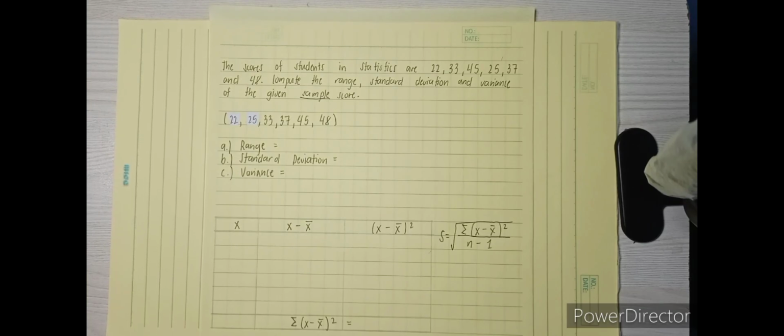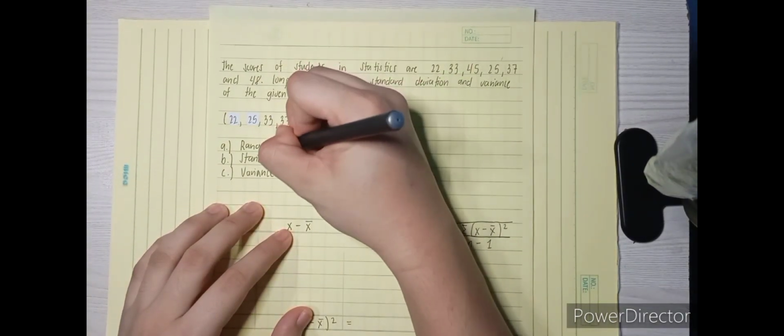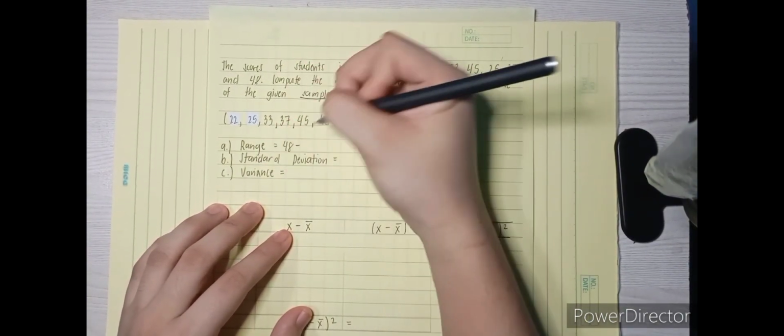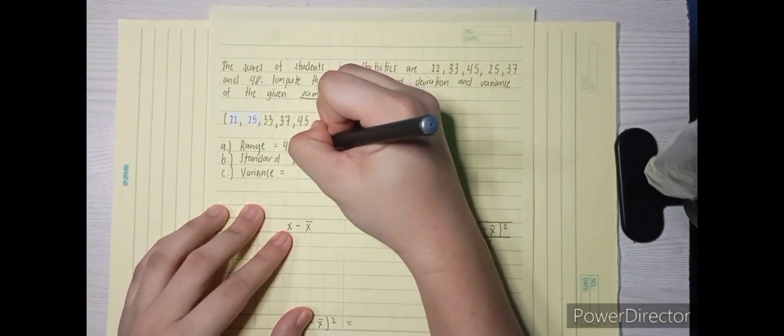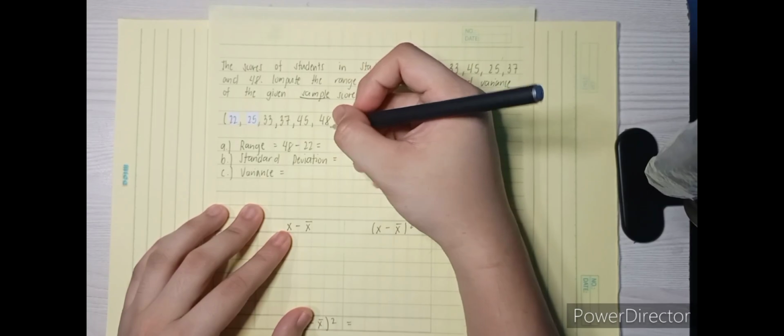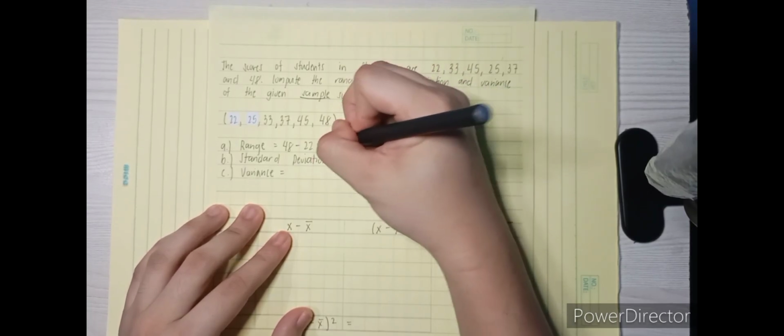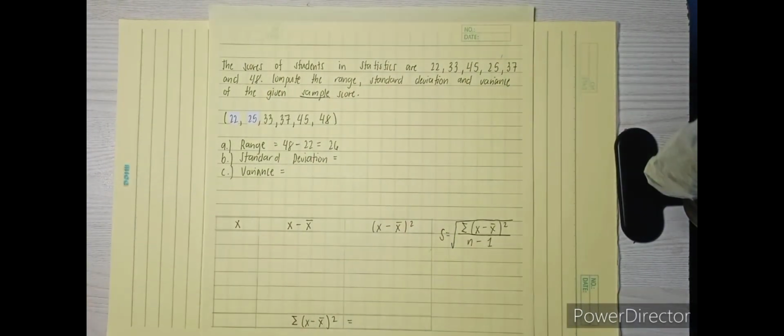Ano nga ba ang formula ng range? Range is high data value minus low data value, or the highest minus lowest. So ang highest natin is 48, 48 minus ang ating lowest ay 22. 48 minus 22 is equals to 26.